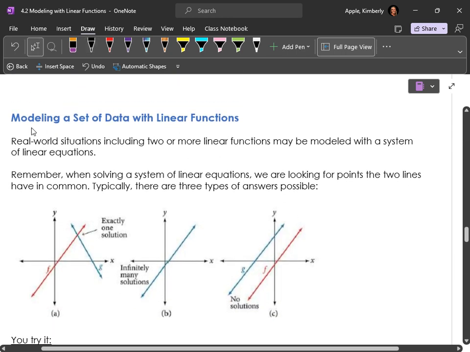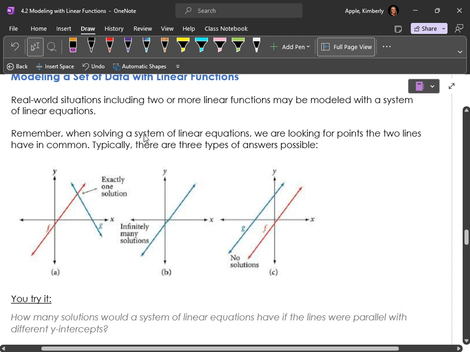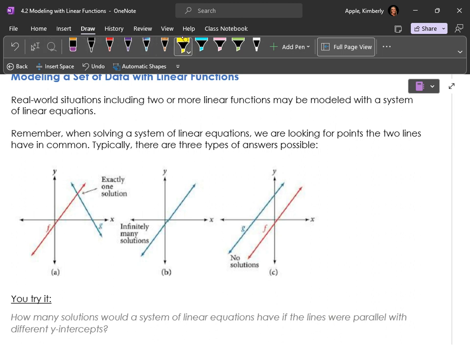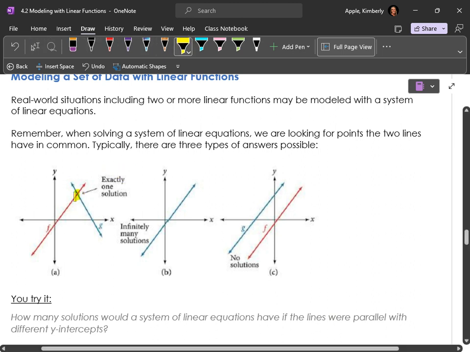So now let's talk about modeling a set of data. Sometimes real world situations need to be modeled with two or more linear functions, and we do this with a system of equations. And remember, when you're solving a system of equations, we are looking for points where the two lines have in common. In other words, the intersection.